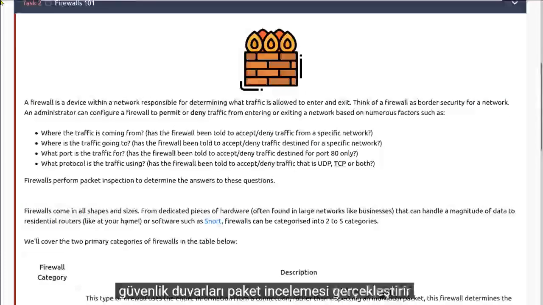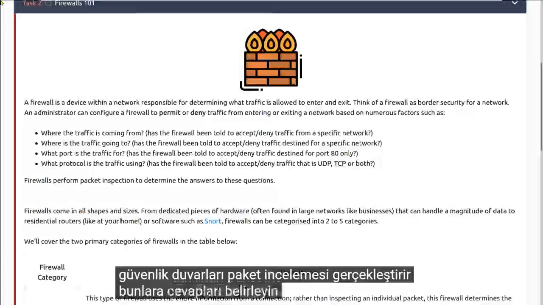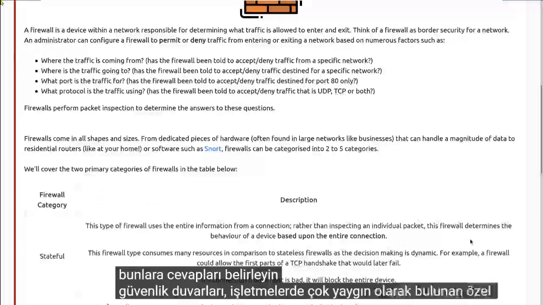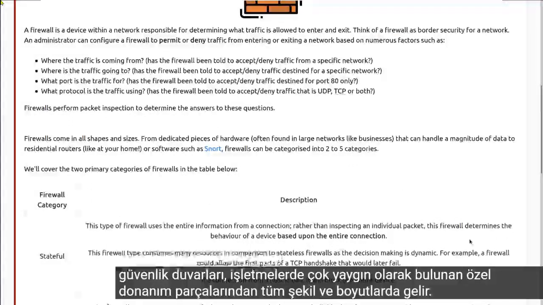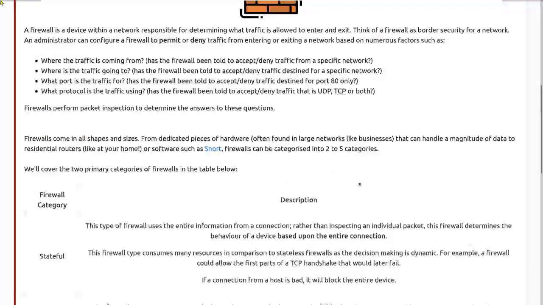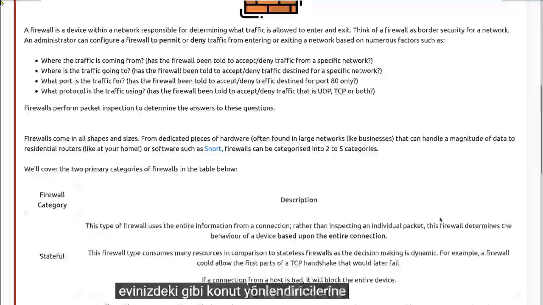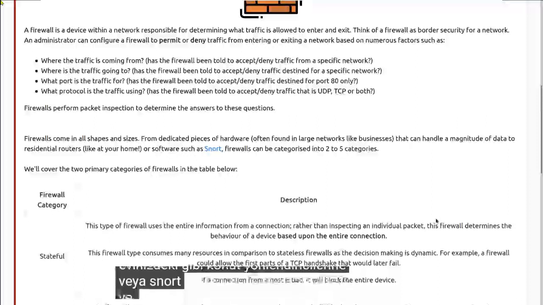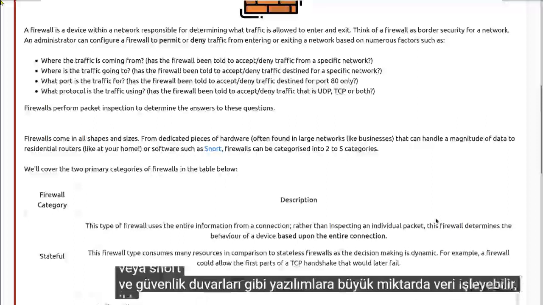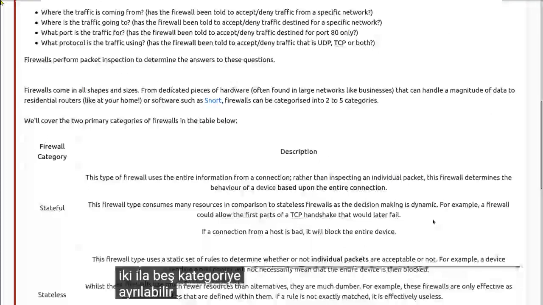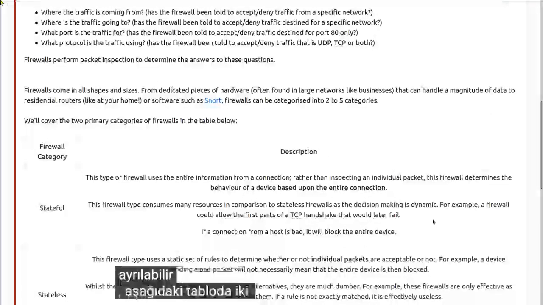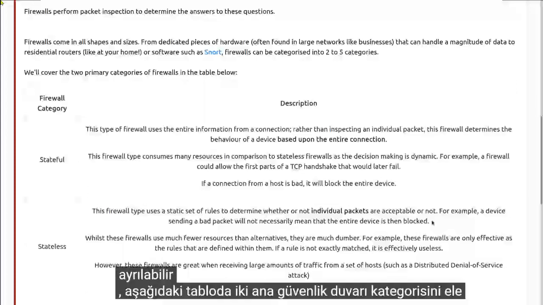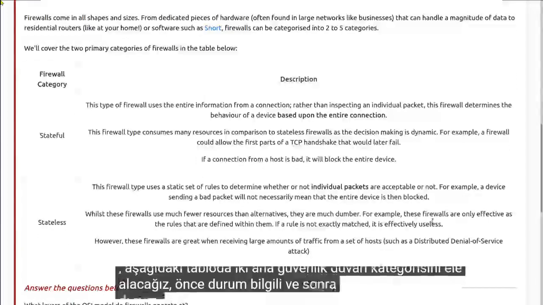Firewalls perform packet inspection to determine the answers to these questions. Firewalls come in all shapes and sizes, from dedicated pieces of hardware, very common to find in businesses, so large networks like that can handle a magnitude of data, to residential routers like at your home or software such as Snort, and firewalls can be categorized into 2 to 5 categories. We'll cover the 2 primary categories of firewalls in the table below. First we have stateful and then we have stateless.